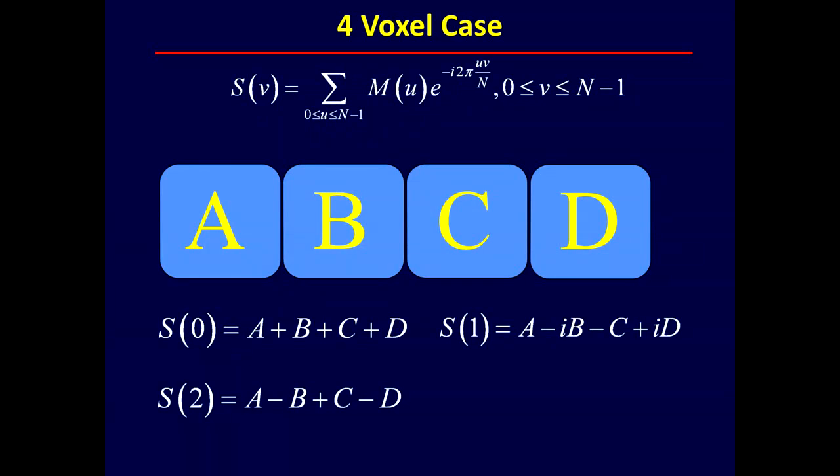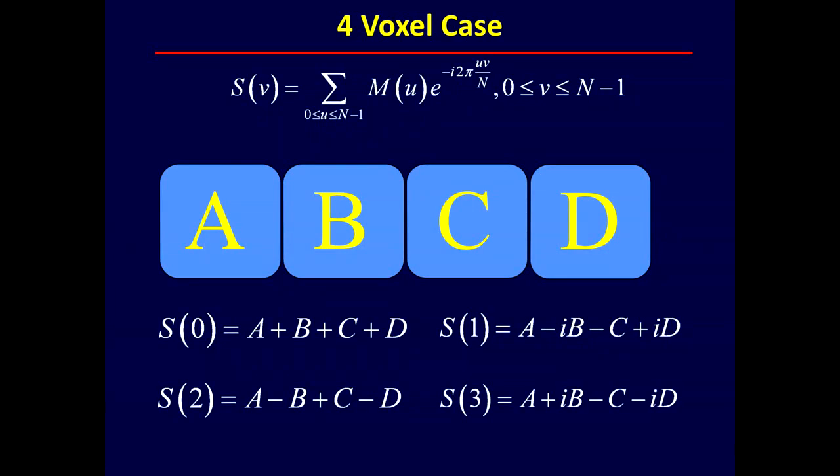Last one. Same pattern. Now instead of a 180 degree shift, we're going to have a 270 degree shift. So it's plus I minus I. Okay? So minus 270 degree, which is equivalent to 90 degree positive. So that's the four voxel case.